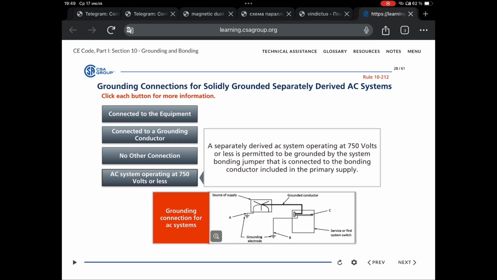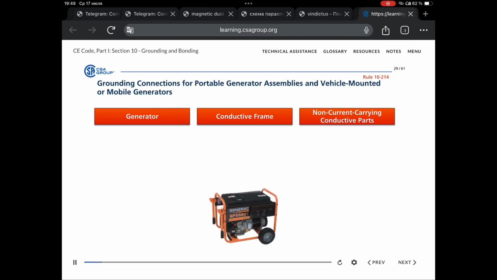A portable generator assembly shall not be required to be connected to a grounding electrode if the generator has the neutral bonded to the frame. A mobile or vehicle-mounted generator shall not be required to be connected to a grounding electrode under the following conditions.